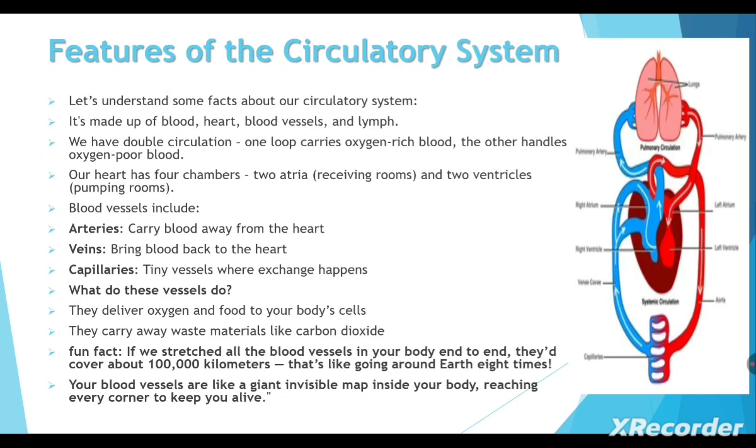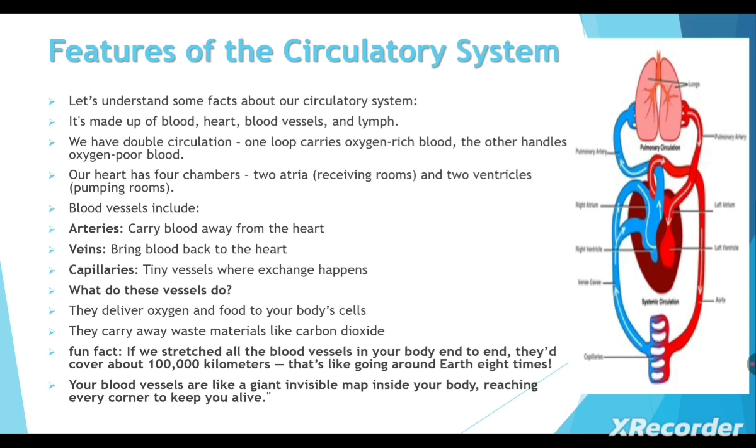Coming to the features of the circulatory system, as we have read earlier, it is made of blood, heart and blood vessels. The most important thing we need to learn is that in the human body, the heart does double circulation. In one loop it carries oxygen-rich blood, and in the other it handles oxygen-poor blood, that is called deoxygenated blood. So what is double circulation? It carries the oxygenated blood and it also handles the deoxygenated blood.